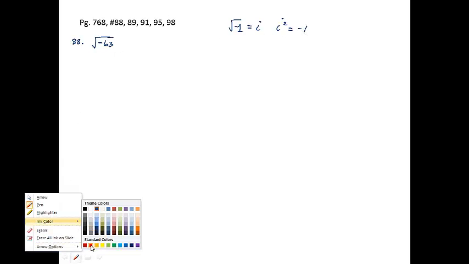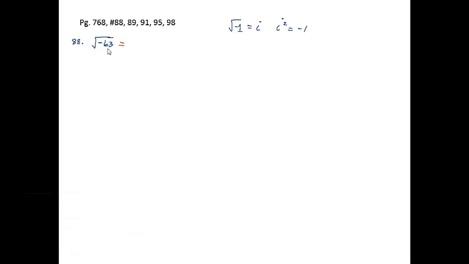So number 88, we start off with the square root of negative 63. Let me remind you that the square root of negative 1 is the same as saying i, and i squared is equal to negative 1. So the first thing you want to do when you're simplifying and working these problems is always take out the i first, or the negative.